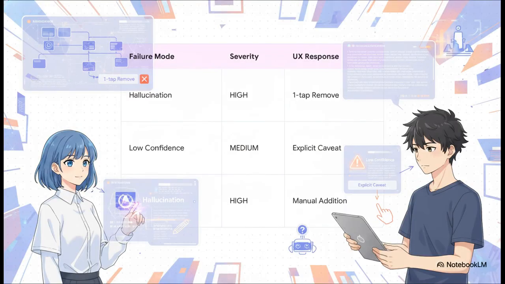Next up is the failure mode taxonomy. You have to anticipate distinct failures before engineering begins. This protects long-term user trust. If the AI hallucinates an action item that literally never happened in the meeting, that's a high-severity failure. So your spec dictates we need a specific one-tap remove button right there in the UX. If the summary is low confidence because of, say, bad audio, that's medium severity. Here, the spec dictates we display a partial summary with an explicit warning caveat, rather than pretending it's totally perfect.